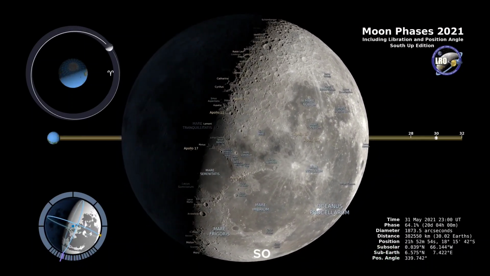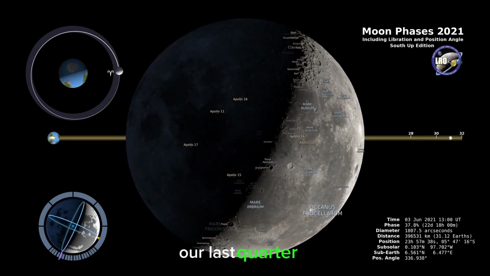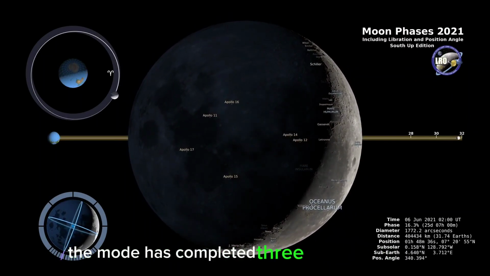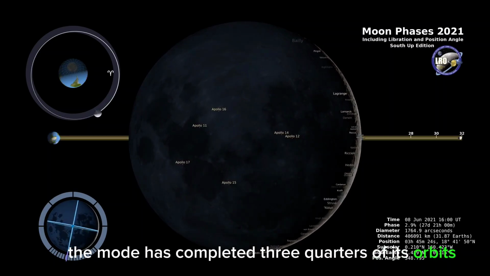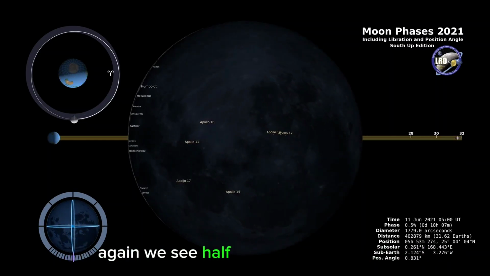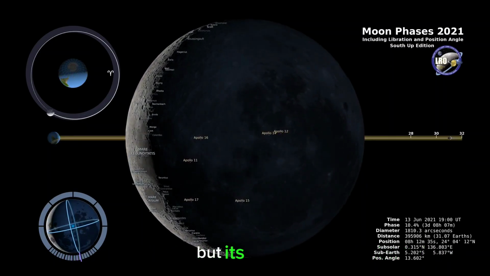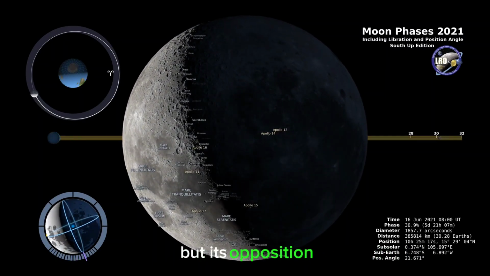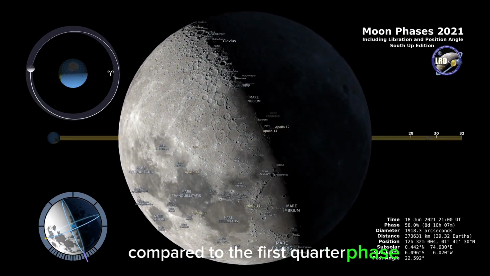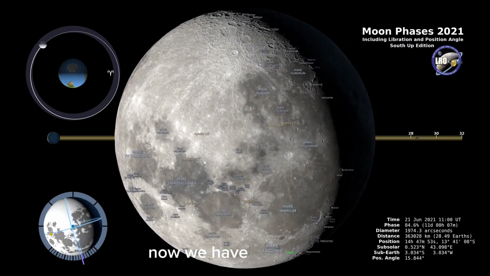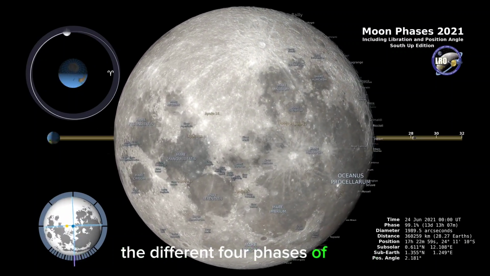These are the three main phases, and talking about the last phase, which is known as the last quarter. So what is last quarter? In the last quarter phase, the moon has completed 3/4 of its orbit. Again we see half of the moon is illuminated, but it's the opposite half compared to the first quarter phase. Now we have discussed the four phases of the moon.